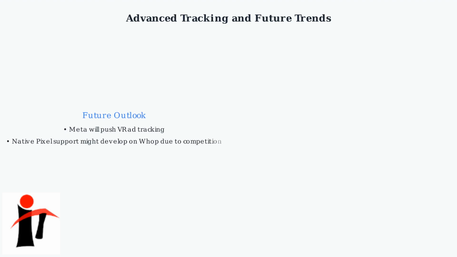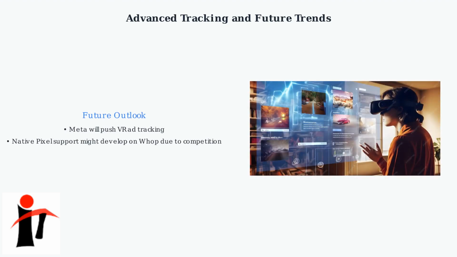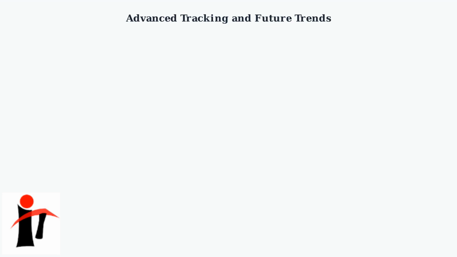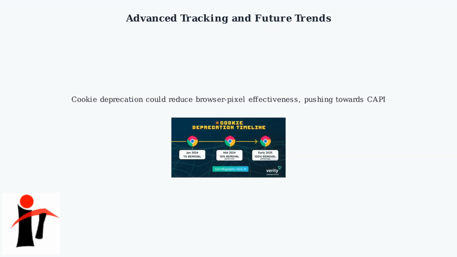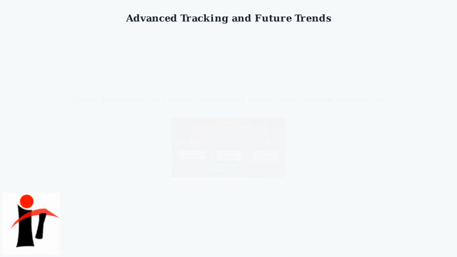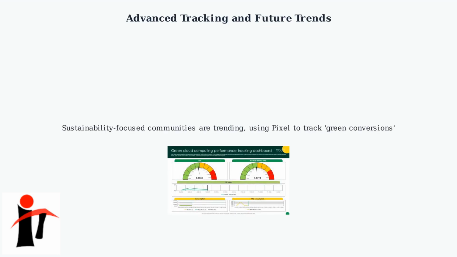Future outlook suggests Meta will push VR ad tracking, and native pixel support might develop on Whop due to competition. Be aware that cookie deprecation could reduce browser pixel effectiveness, pushing towards CAPI and direct integrations. Remember, sustainability-focused communities are trending, using Pixel to track green conversions for ethical marketing.